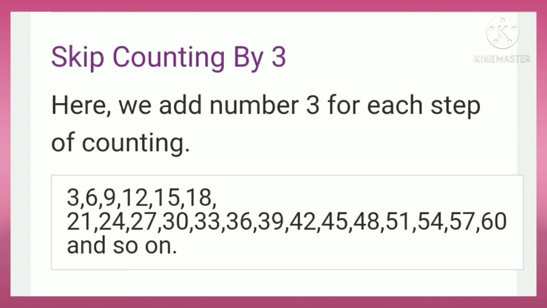done in this way. That means 3 plus 3 equal to 6, 6 plus 3 equal to 9, 9 plus 3 equal to 12, 12 plus 3 equal to 15, 18, 21, 24, 27, 30, 33, 36, 39, 42, 45, 48, 51, 54, 57, 60, and so on. That means here we just have to remember the table of 3.